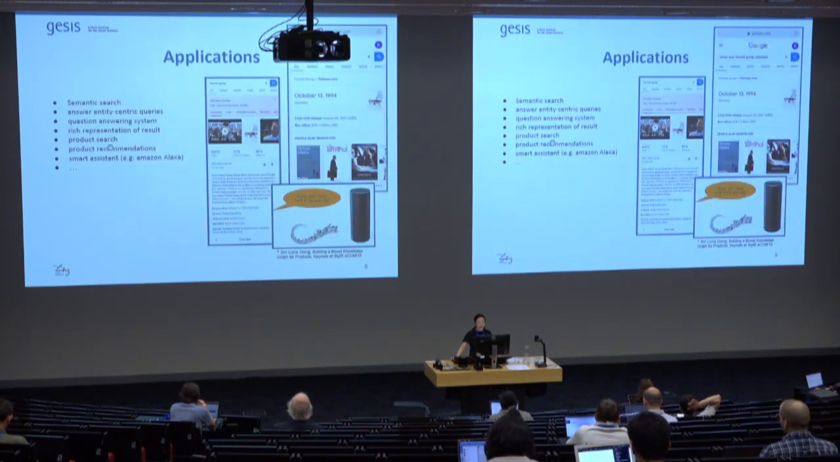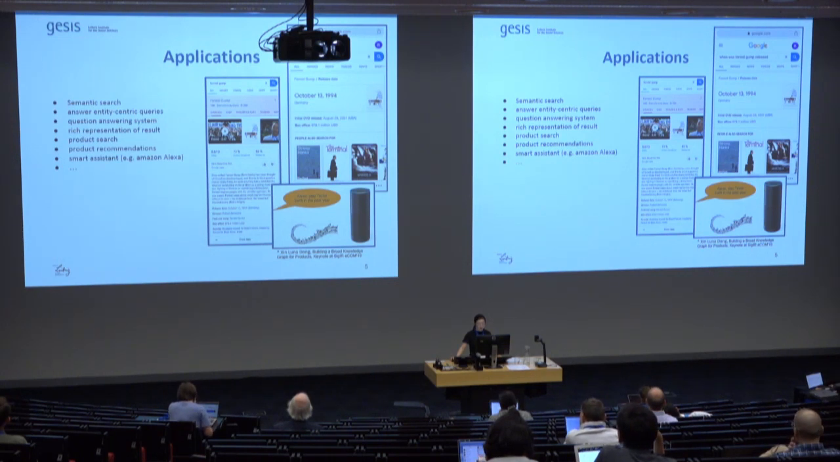There are a lot of applications using knowledge bases as background data sets. For instance, semantic search. Google answers entity-centric queries using a knowledge graph in the backend. For instance, if I search for Forrest Gump, a summary of the entity will be shown on the search page with a rich representation of the search result.